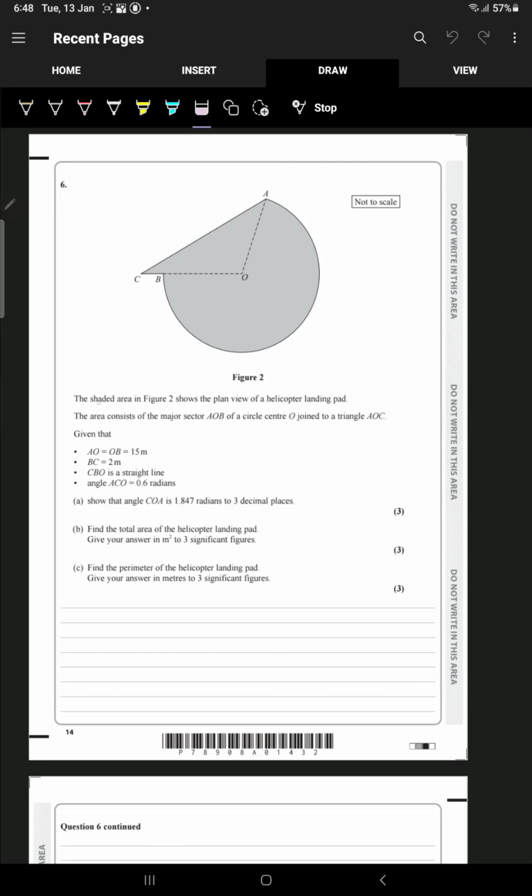We have a shape. The shaded area in figure 2 shows the plan view of a helicopter landing pad. The area consists of major sector AOB of a circle, center O, joined to the triangle AOC. Given that AO is 15 meters, let's label it. This one is 15 meters, and BC is 2 meters. CBO is a straight line.